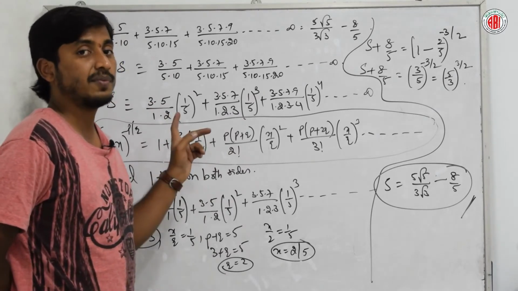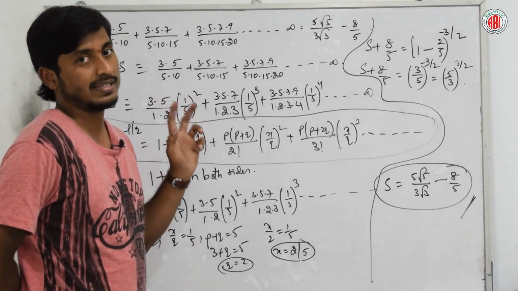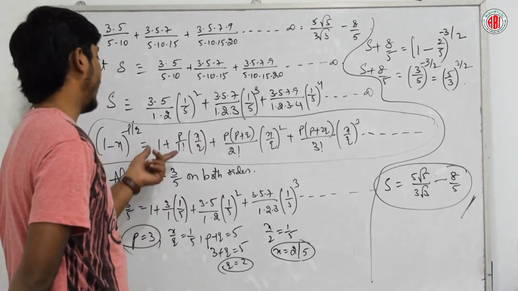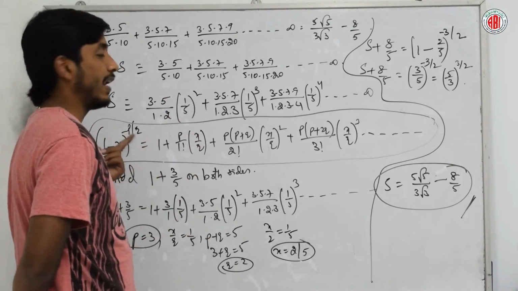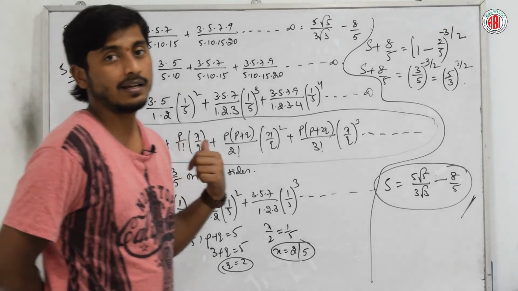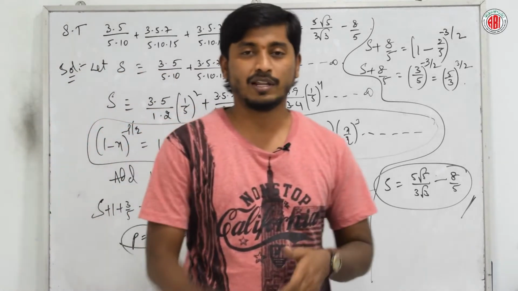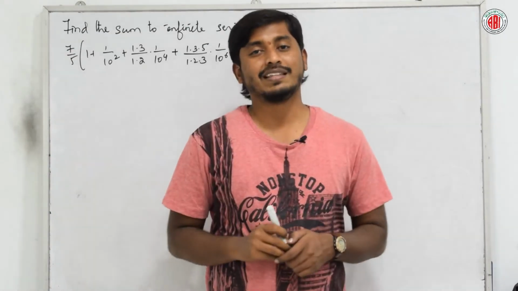So whatever the terms before that, we have to add them on both sides. Yes, without adding them, we will not get this particular expansion. Is it clear? Did you understand? Shall we move on to the next problem? Let's do. Look at the next question here.